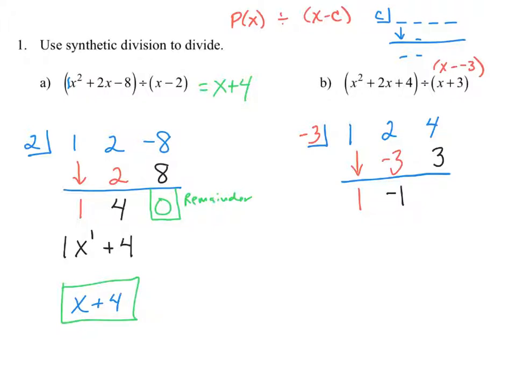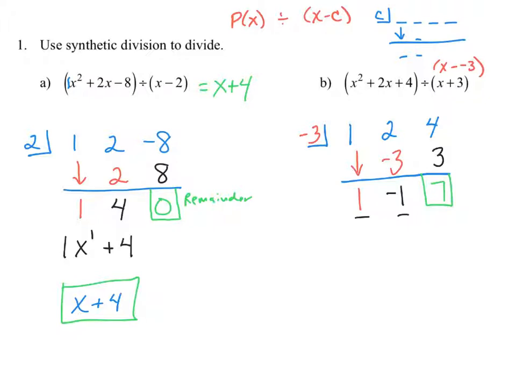And then you're going to add those together, 4 plus 3 to get 7. So in this problem, when you divide, if you were doing this using long division, you would have a remainder of 7. So our answer is found by using the numbers that appear below the line.